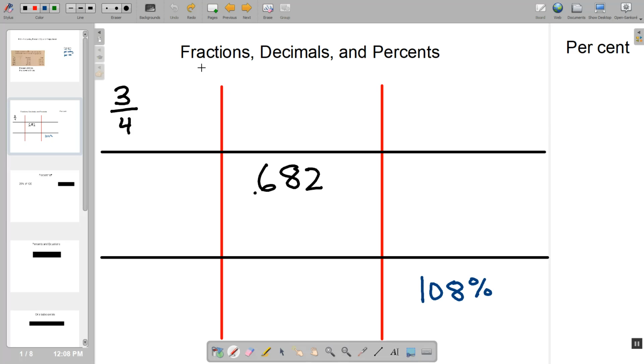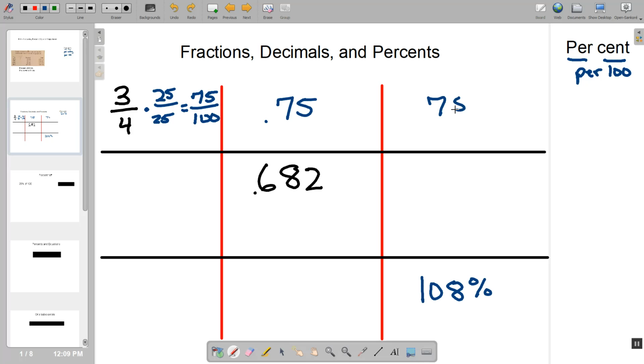So when we're finding the connection between fractions, decimals, and percents, we should remember that these are actually the exact same thing. If I have the fraction 3/4, to make it a percent, I need to make that fraction per 100. So if I multiply both of these numbers by 25, I end up getting 75 hundredths as a fraction. 75 hundredths as a fraction is the same as the decimal 75 hundredths, and therefore is equivalent to the percentage 75%. So percent: per century, per 100.